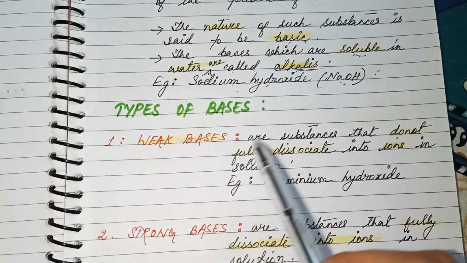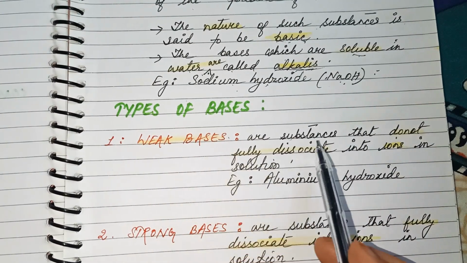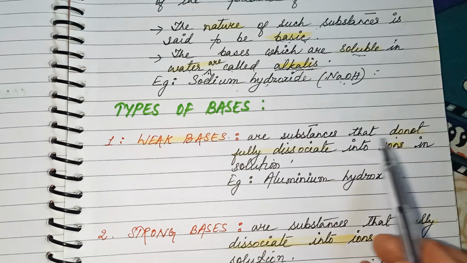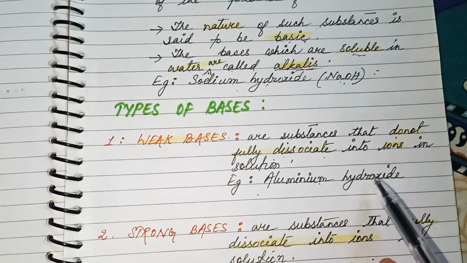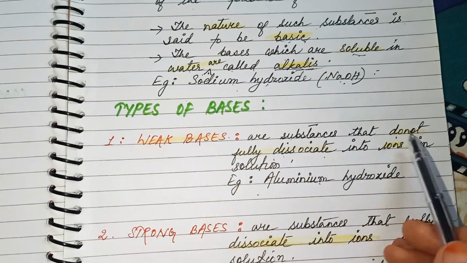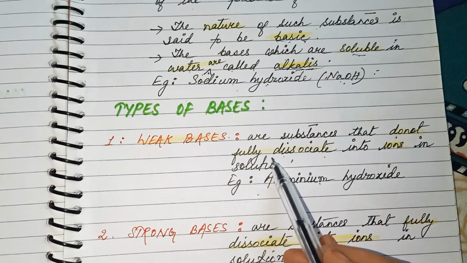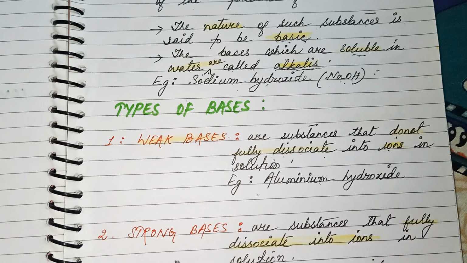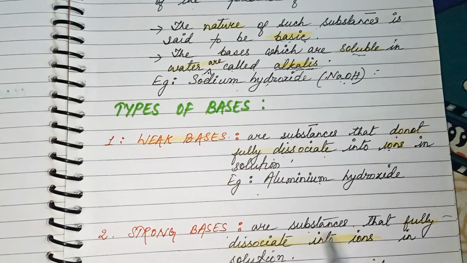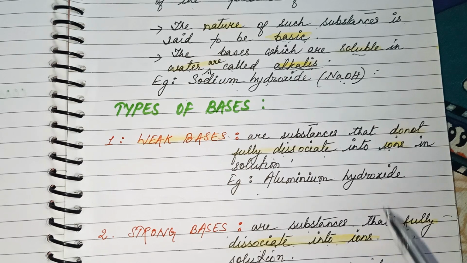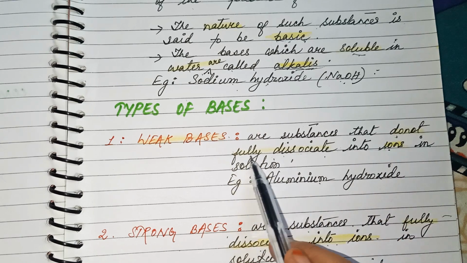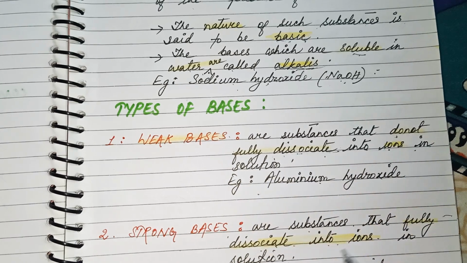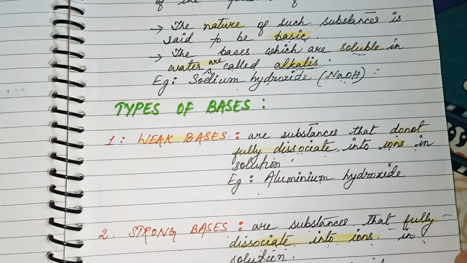Then types of bases. Weak bases are substances that do not fully dissociate into ions in solution. Example, aluminum hydroxide. Whereas strong bases are those substances that fully dissociate into ions in solution. Example, sodium hydroxide. So the difference between weak and strong is that weak bases do not fully dissociate into ions, whereas strong bases fully dissociate into ions.